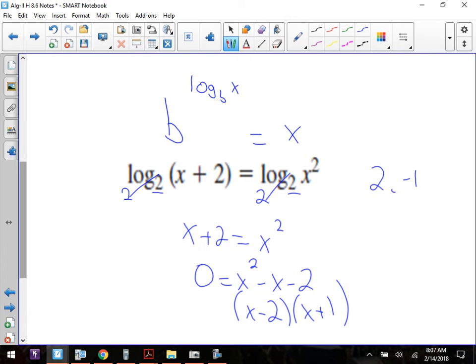So, real quick, what you would do is just throw in the negative values, make sure it works. What's negative 1 squared? 1. What's negative 1 plus 2?